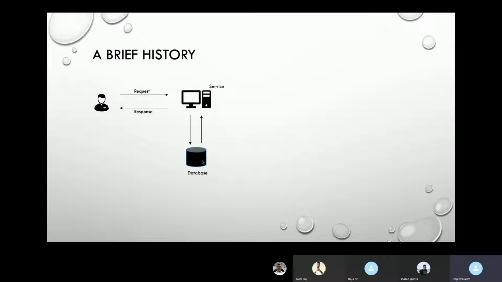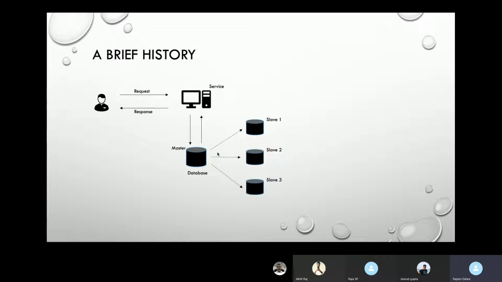But eventually, when the number of requests increased, and we can consider that the number of requests going to the database may be millions per day, right? We cannot scale this database on a single server anymore. So the only option was to scale out.